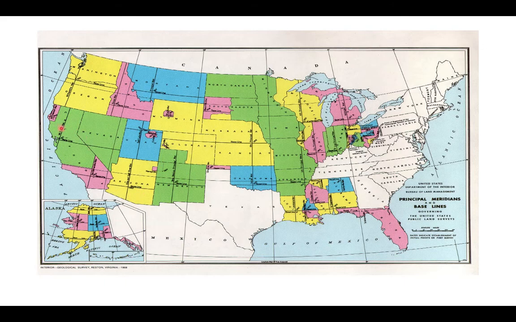So I'm going to say, just generally speaking, these lines are running north-south right here, right? And then you've got some lines that are running, again, generally speaking, east to west. Like this line right here. This is the Mount Diablo baseline. The baseline is that east to west one, and the principal meridian is the north-south one right there.